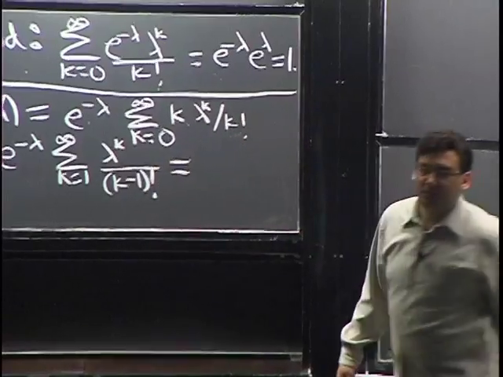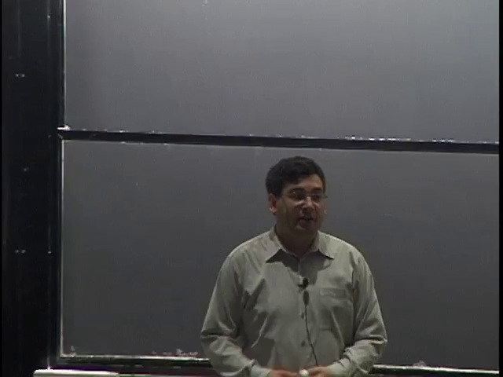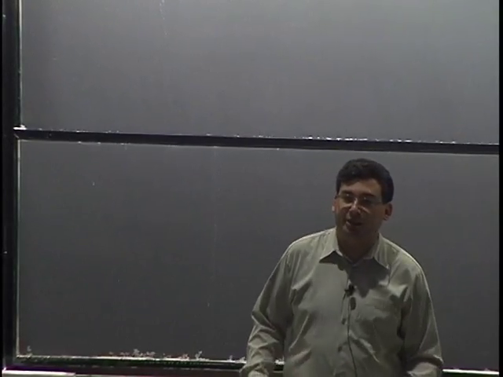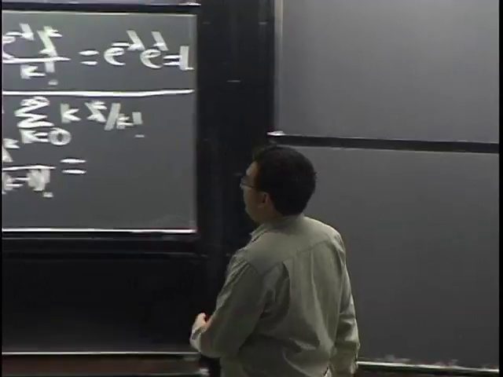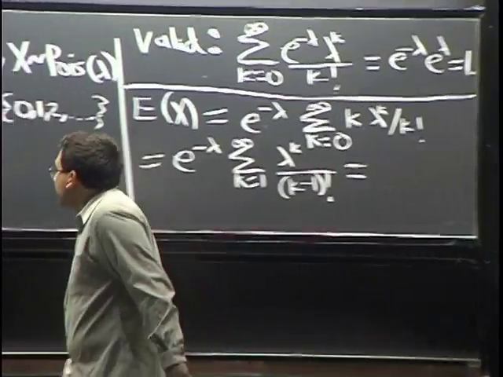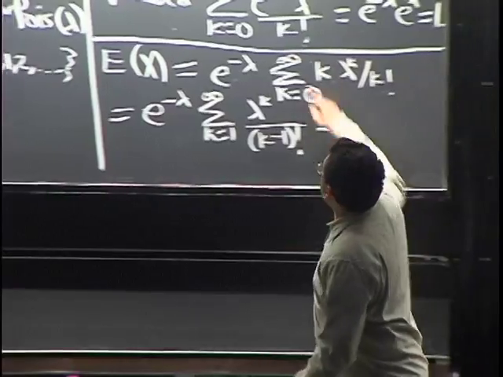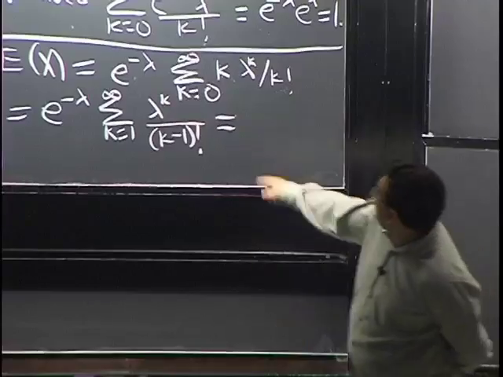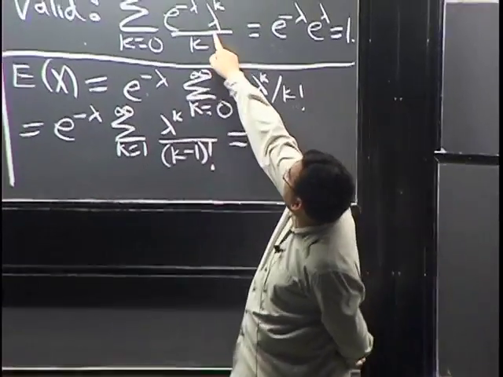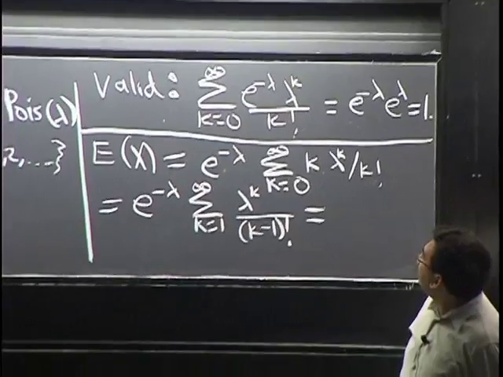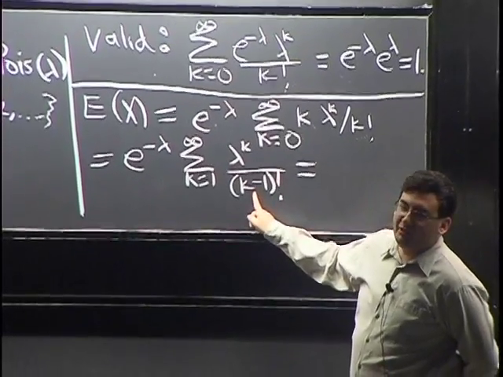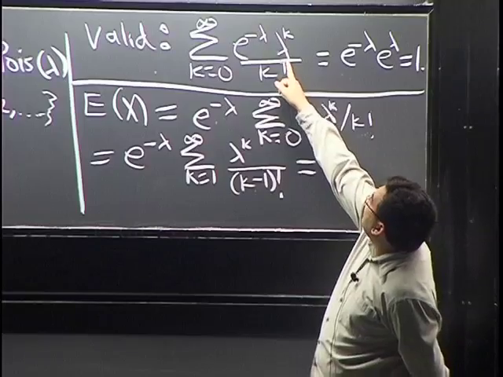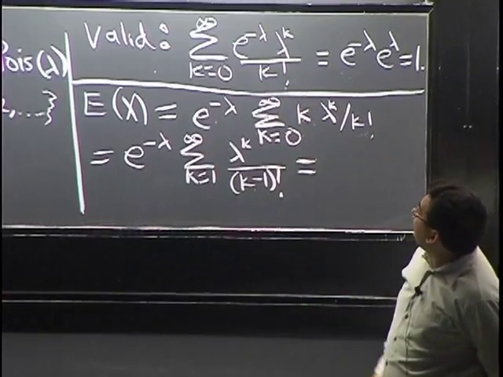Now it's not a calculus problem. It's just a pattern recognition problem at this point. When we see this, it should remind us of what we just did, right? That's the Taylor series for e to the lambda. This series looks a lot like that series. The only difference is that we have a k minus 1 factorial, not a k factorial, and we're starting at 1 rather than 0.